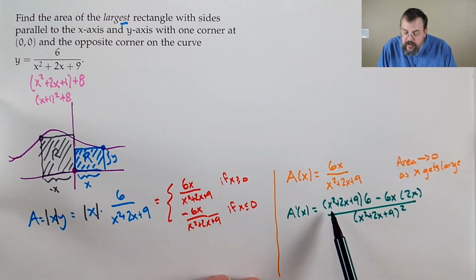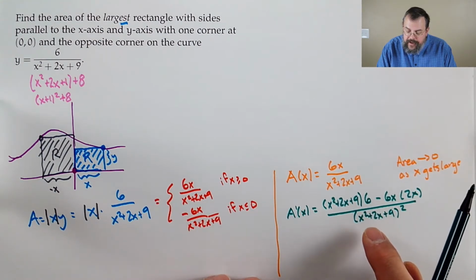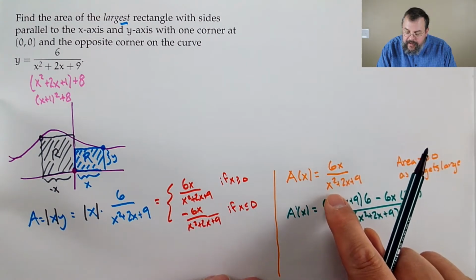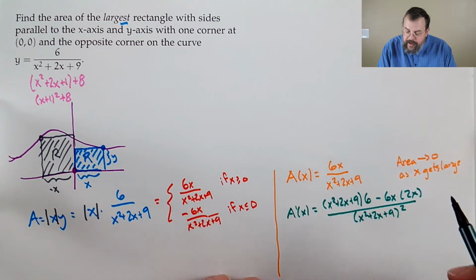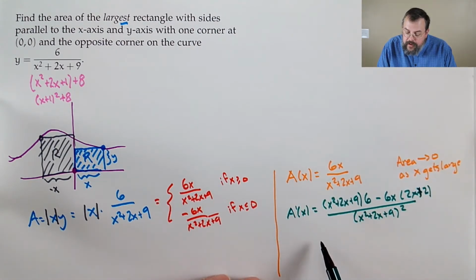We have 6 times x squared, and then, whoops, I took the root of the bottom wrong. The root of the bottom has an x squared, but then plus 2x. So that is plus 2. There we go. So back to our regularly scheduled problem.